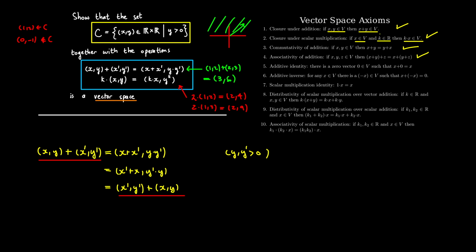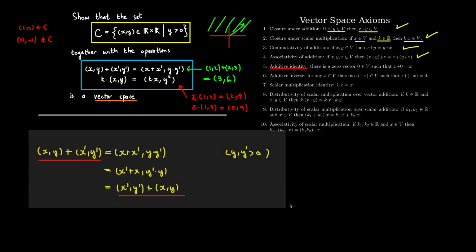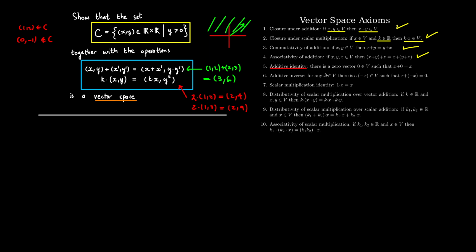Okay, now we get to the first kind of interesting axiom. This is the additive identity axiom. So firstly, let's try and understand what it's saying. This is saying that in any vector space, there is a zero vector. In any vector space, there is this particular vector, which we call 0, and it has a particular property. And that property is that if I add it to any other vector, I get back that same vector.